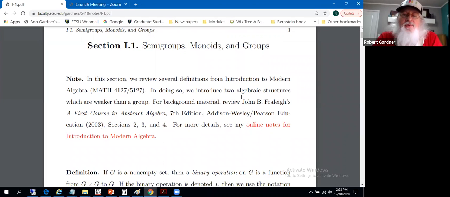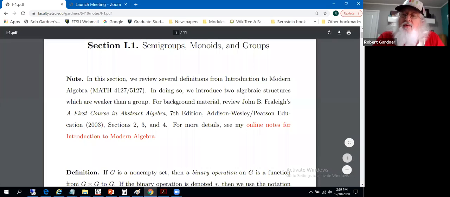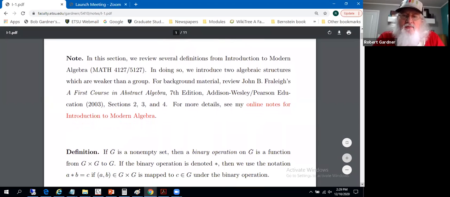So we're going to introduce, in addition to groups, two other algebraic structures, which are weaker than groups. They include all groups, and they include some other structures as well. For background material, I'd recommend John B. Fraley's A First Course in Abstract Algebra. At this stage, the 7th edition is the most recent edition. It came out in 2003. I'm talking to you from 2020. And I've got some extensive notes posted on the Fraley book. Excellent background material for this course.